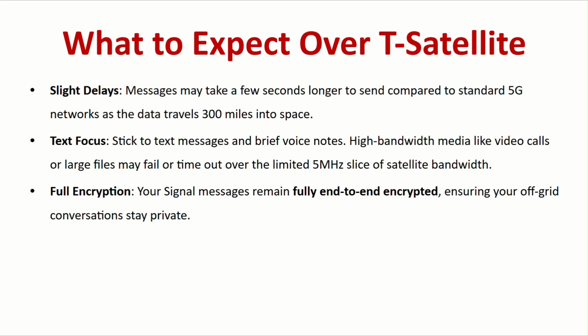What to expect over T-Satellite? Slight delays. Messages may take a few seconds longer to send compared to standard 5G networks, as the data travels 300 miles into space. Text focus. Stick to text messages and brief voice notes. High bandwidth media like video calls or large files may fail or time out over the limited 5 MHz slice of satellite bandwidth. Full encryption. Your Signal messages remain fully end-to-end encrypted, ensuring your off-grid conversations stay private.